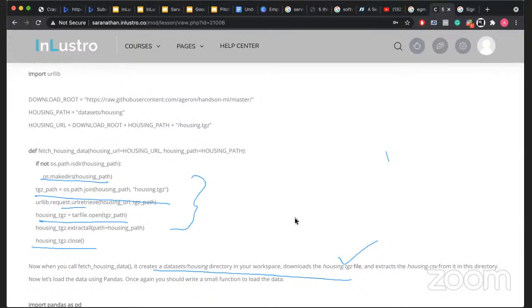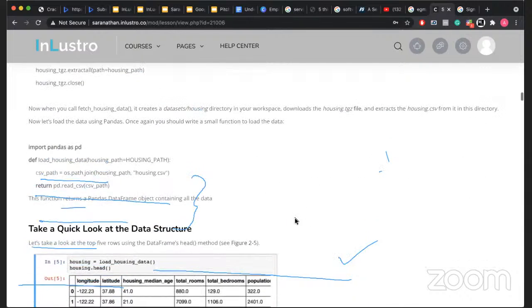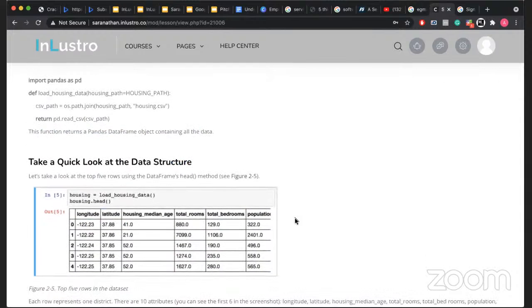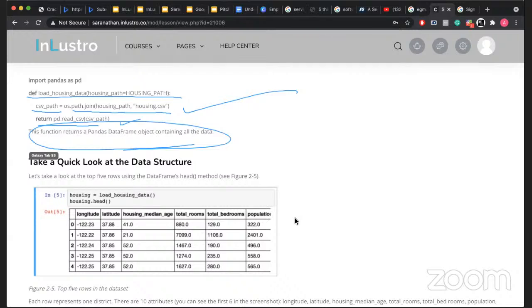You load the data using pandas, and a small function is shown here to load the data from the file. So def load_housing_data, csv_path, os.path.join, you give the path, and then pd.read_csv. The function returns a pandas DataFrame, which contains the entire data. This is how the data looks. If you do housing = load_housing_data and housing.head, this is exactly what you will see on your notebook screen.